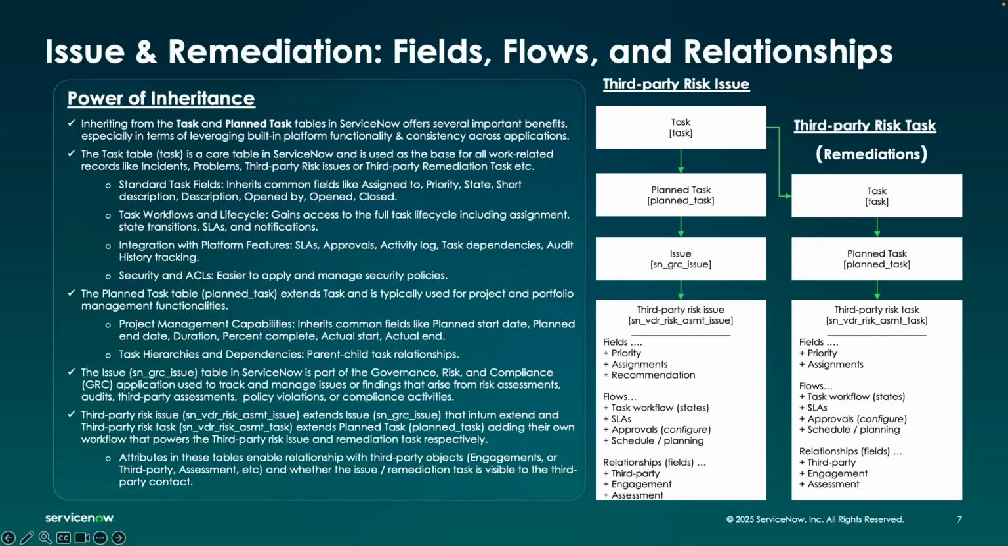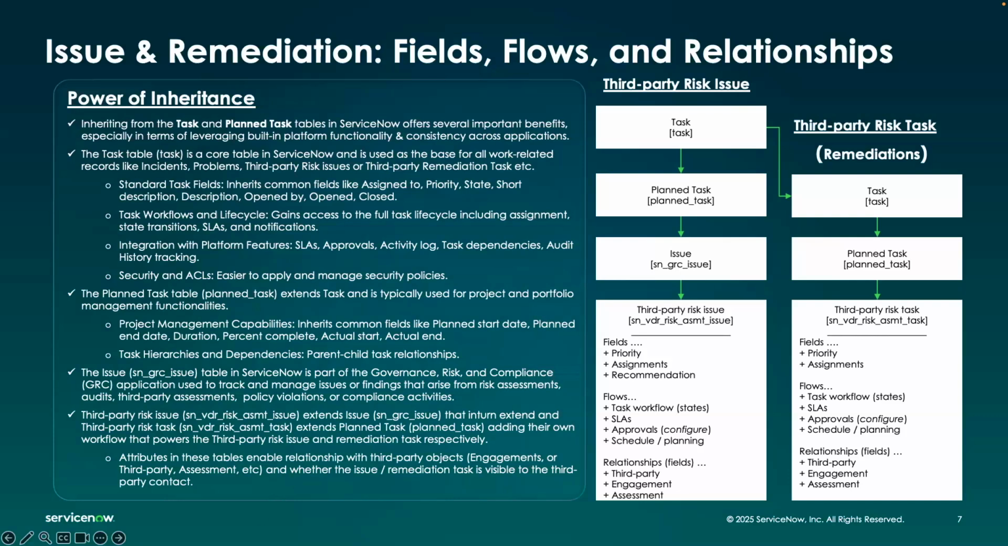On top of that, both issue and task records include attributes specific to third-party risk workflows. For example, they maintain relationships with other objects like the associated third party or vendor, related engagements and assessments, and they include flags that define visibility to third-party contacts. So you can control what gets shared externally.